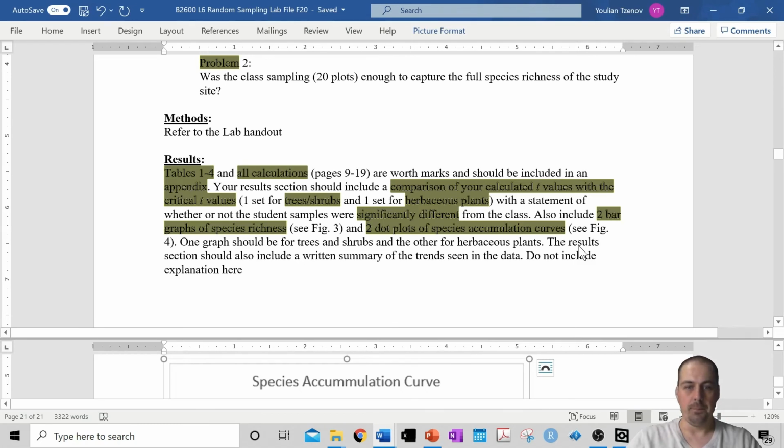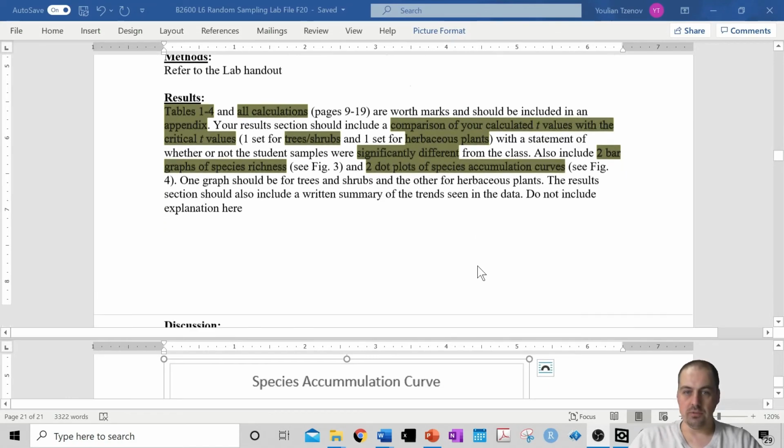You're going to have two of both of these graphs, so 4 graphs in total, 2 bar graphs, 2 dot plots. One side is going to be for trees and shrubs, and the other is for your herbaceous plants. You're going to finish off your results section with a written summary of trends. Make sure you don't explain anything here. There is lots of time and space to do that in the discussion.